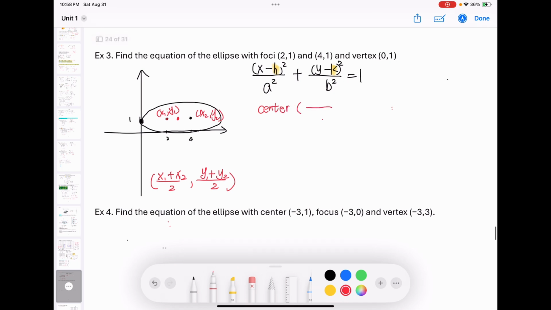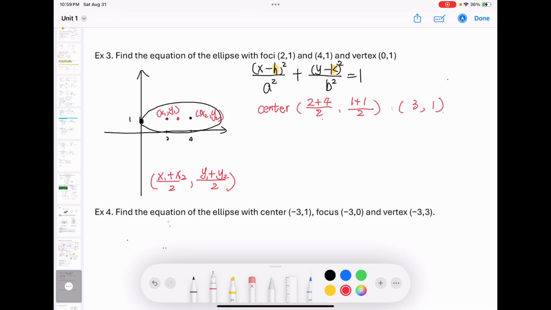So 2 at the bottom, and then the x values of the two foci are 2 plus 4, and then 1 plus 1 is my y value, divided by 2, which is 6 over 2, 3, and then 1 plus 1, 2 over 2, 1. So I found my center, which is my h, comma, k.